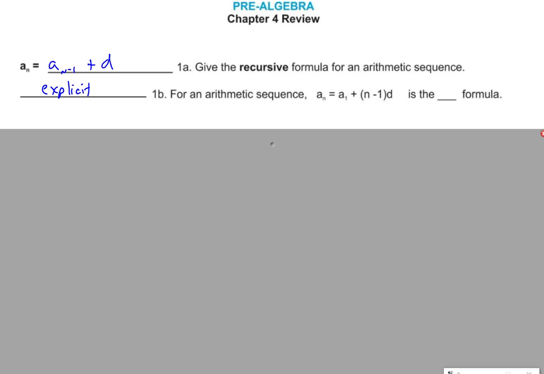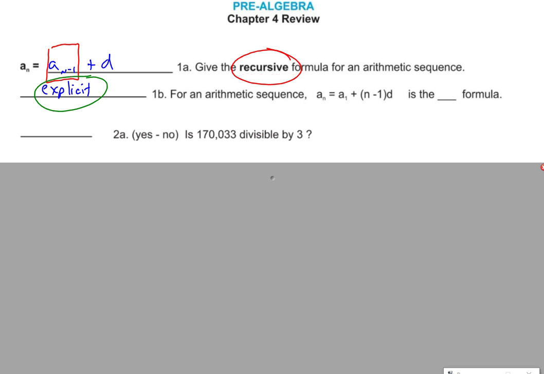So let me one more time review for you what each does. The recursive formula allows you to find the next term when you know the previous one. Again, n minus 1 is the previous term. Add d to any previous term and you'll get the next term. However, the explicit formula allows you to find any term.